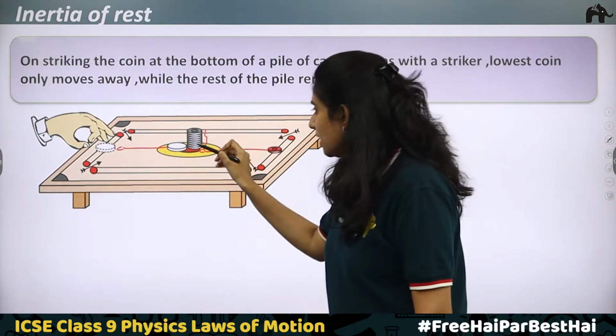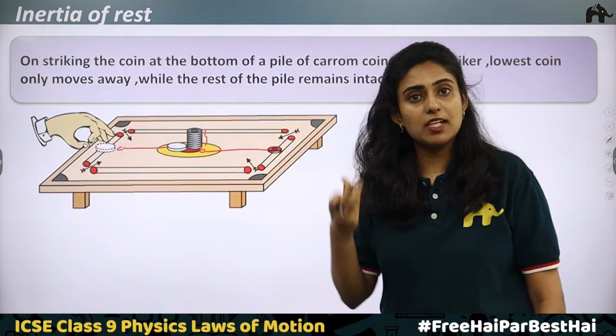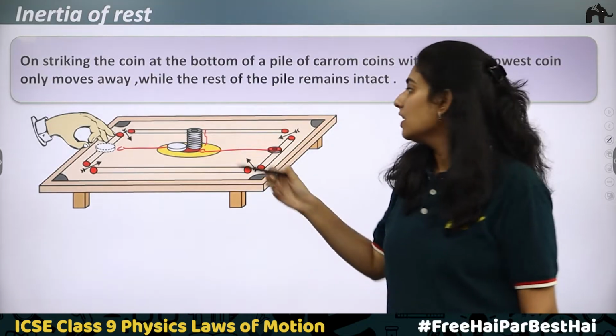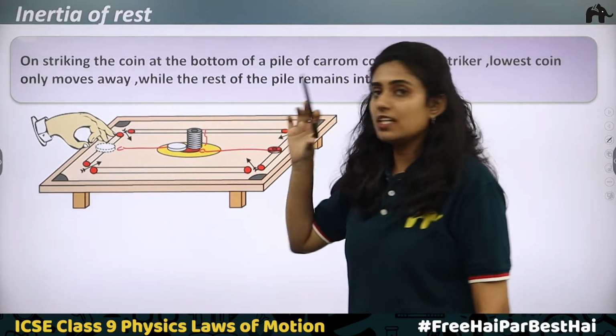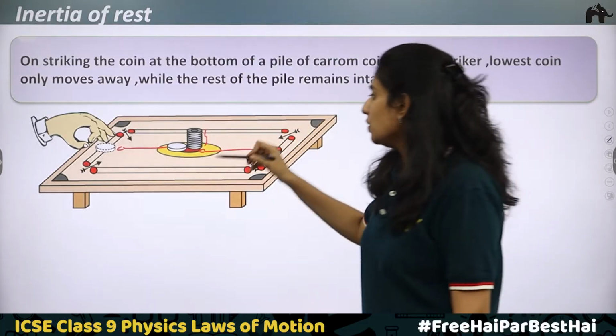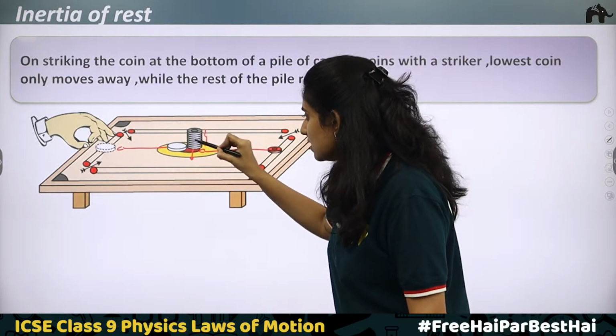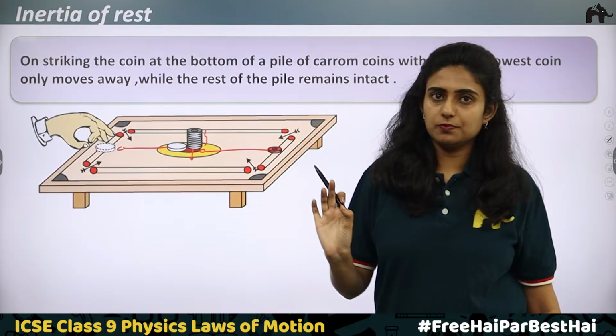What about the remaining coin? They will have a tendency to remain in their state of rest. Okay, so here the coins will have a tendency to remain in the state of rest. Due to gravity, they will just move down.